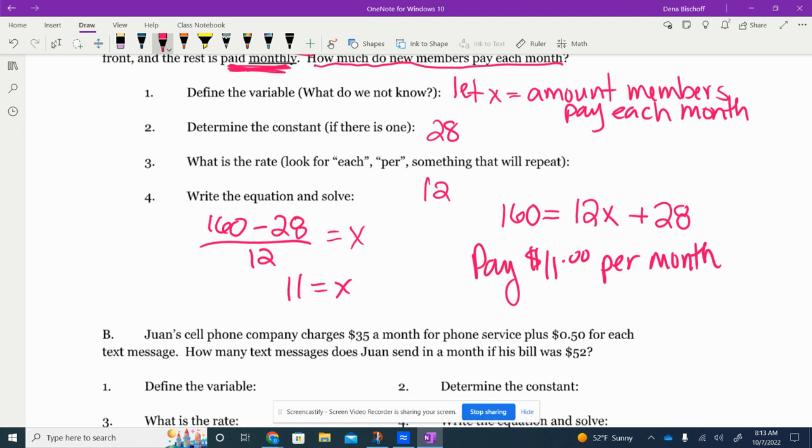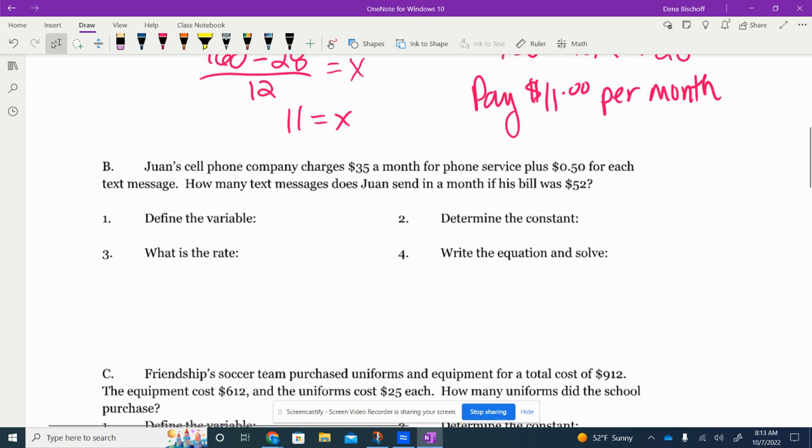So B, Juan's cell phone company charges $35 a month for the phone service plus 50 cents for each text message. Holy cow, if I had to pay 50 cents per text message on my children's plan, I would never have anything because they text constantly, right? That would be so ridiculous. So how many text messages does he send in a month?